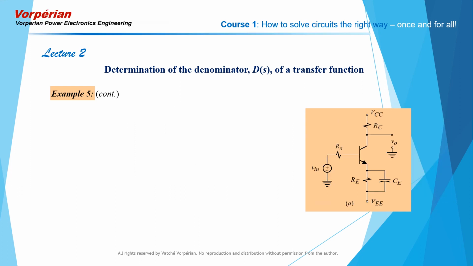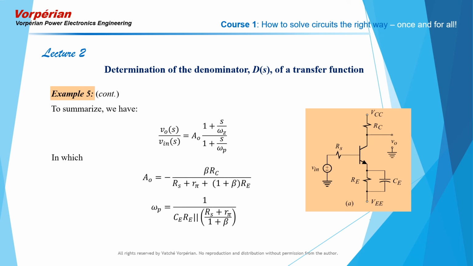To summarize then, the voltage transfer function of the common emitter amplifier with an emitter capacitor is given by A0 times 1 plus s over omega z divided by 1 plus s over omega p, in which A0 and omega p are given as follows. And in the next video we are going to determine omega z, which is the numerator of this transfer function.